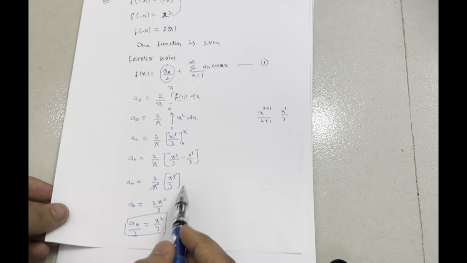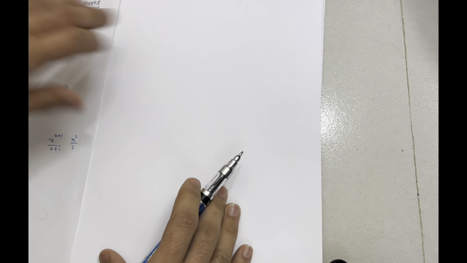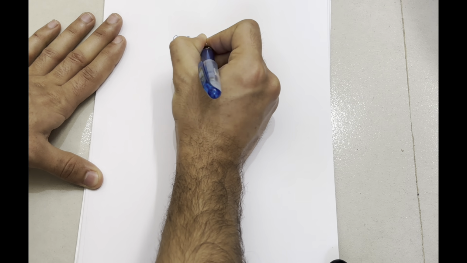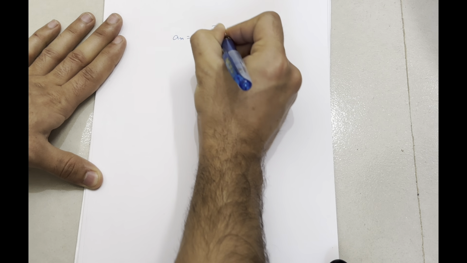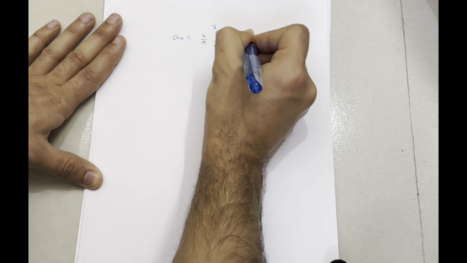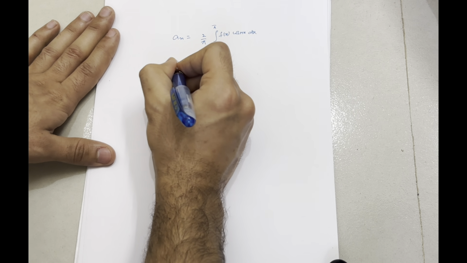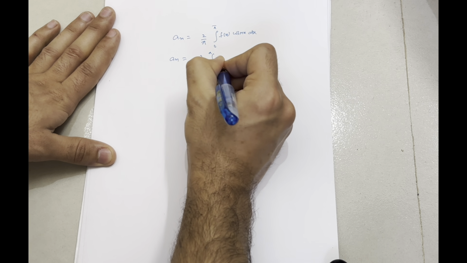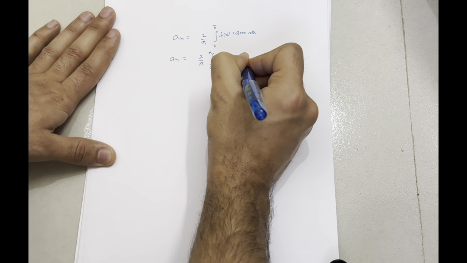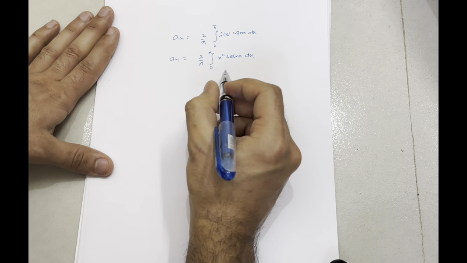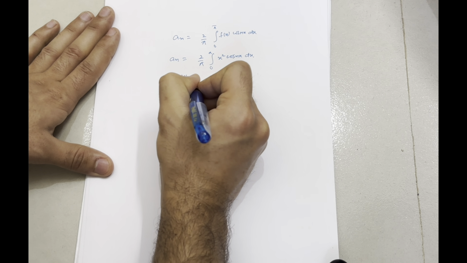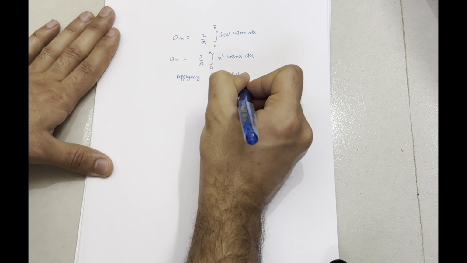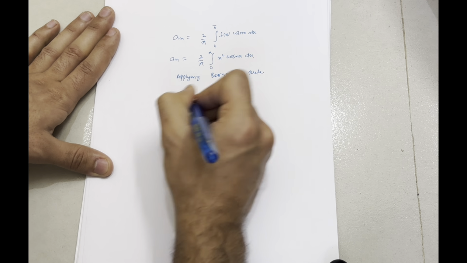So now dear friends, we have to calculate this a n value. So see here, a n is equal to 2 by pi integration of 0 to pi f of x cos of nx dx. This is the formula for a n. What is the given function? That is x square cos of nx dx. Now you have to apply Bernoulli's rule of integration. So I can simply write, apply Bernoulli's rule.